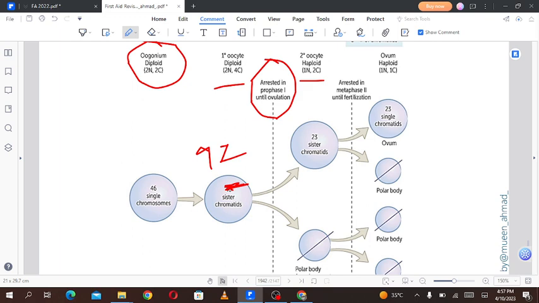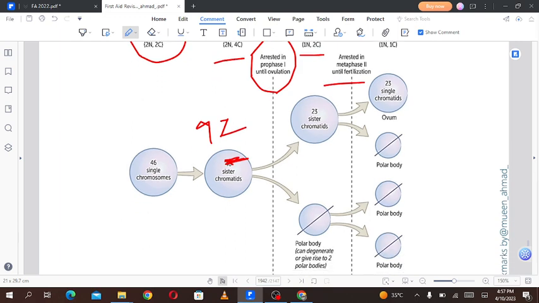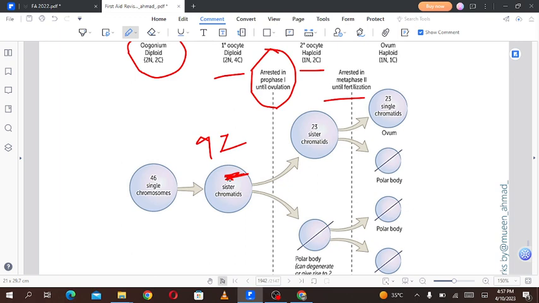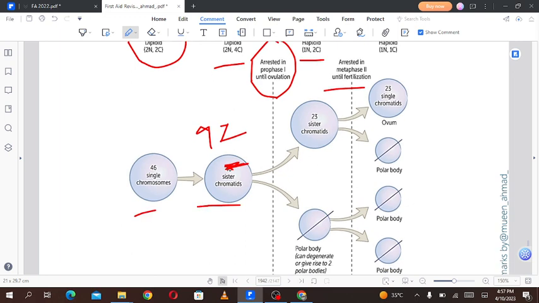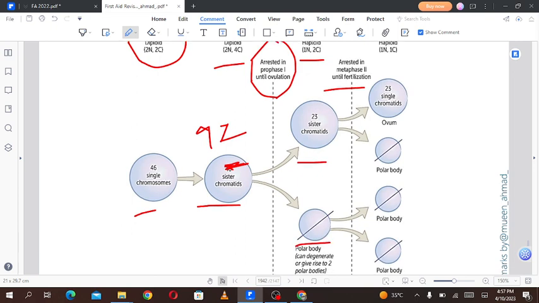As soon as they are ovulated, they complete their meiosis 1, and the secondary oocyte is haploid, 1n, which means that it has half the number of chromosomes, but it is still double chromated. Now this secondary oocyte becomes arrested in the metaphase until fertilization, right? The oogonia will divide into the primary oocyte. The primary oocyte will give rise to a secondary oocyte and a polar body. The polar body can divide and give rise to two polar bodies.